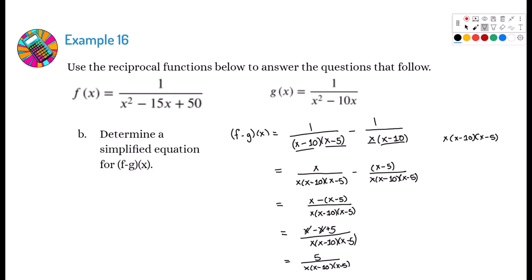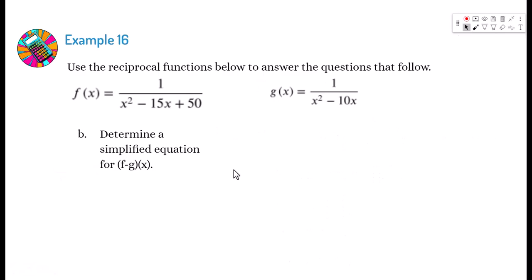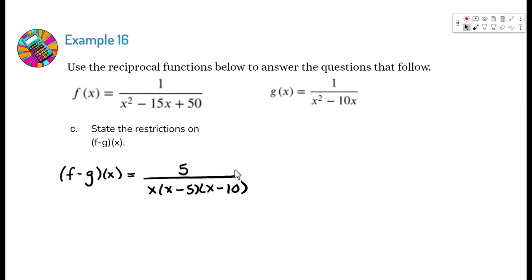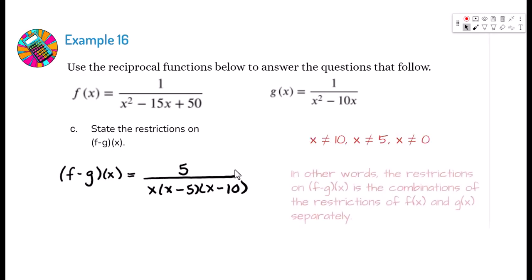Now, one thing we have to keep in mind here, because this is a combined function, and I'm just going to erase this right now. We're going to move ahead here. Those individual restrictions we found in part A are going to affect the restrictions of the difference of these two functions. So remember, we had this function right here, but at the beginning, we found that these were the restrictions. In other words, the restrictions on f minus g of x is the combination of the restrictions of f of x and g of x.